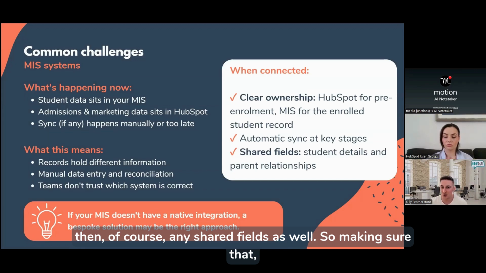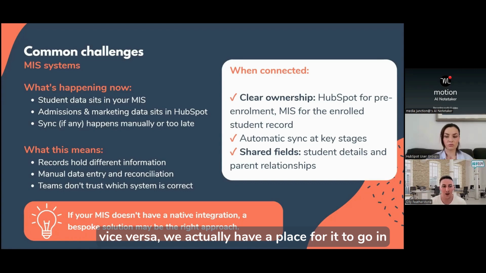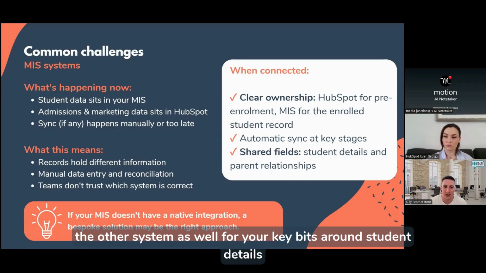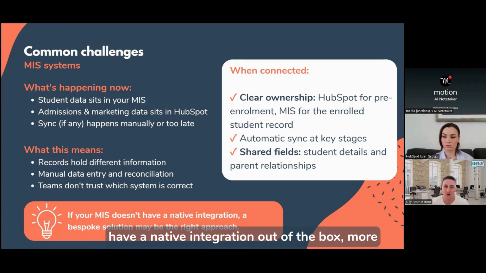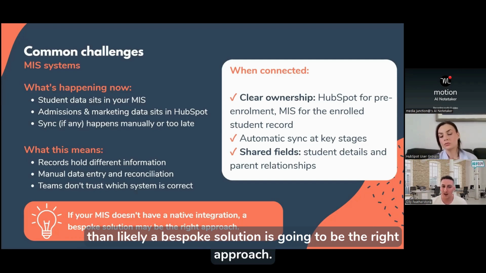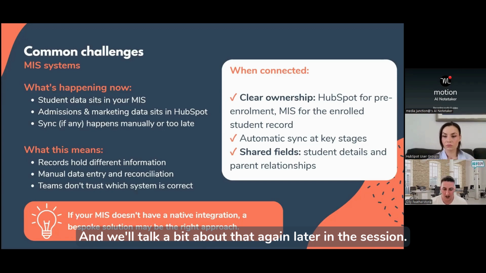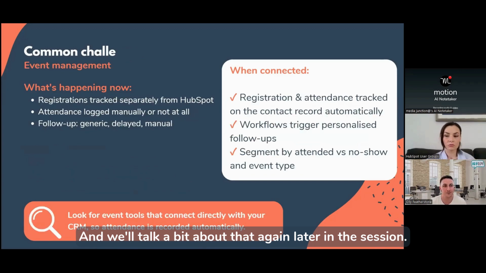So making sure that for what we're capturing in HubSpot and the MIS, and vice versa, we actually have a place for it to go in the other system as well, for your key bits around student details and the parent relationships. Now, if your MIS doesn't have a native integration out of the box, more than likely a bespoke solution is going to be the right approach, and we'll talk a bit about that again later in the session.